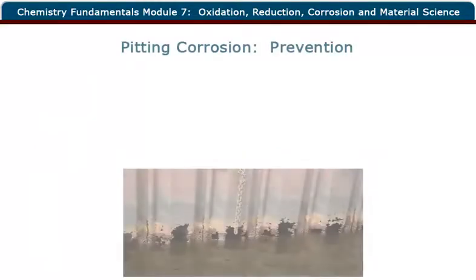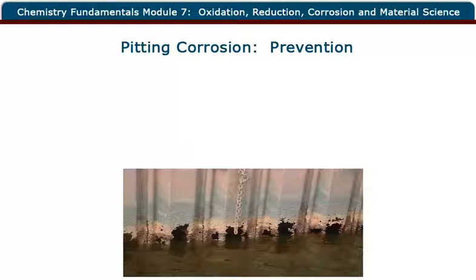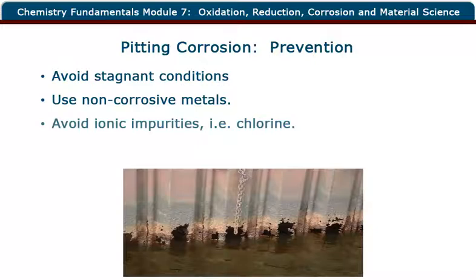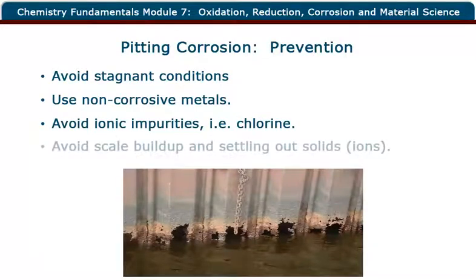Listed here are ways to prevent pitting corrosion. Avoid stagnant conditions, such as places where water settles. Use non-corrosive metals. Avoid ionic impurities, such as chlorine. And, avoid scale buildup and settling out solids.